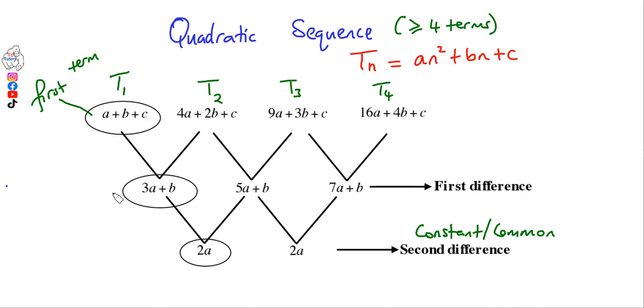Now, this is the first difference of the first 2 terms. So this is what we use: number 1, number 2 and number 3. The second difference here is equal to 2a. So you just need to master that the first term is a plus b plus c, the first difference of the first 2 terms is 3a plus b, and the second difference is going to be 2a. So let's apply this and see how far we can go.